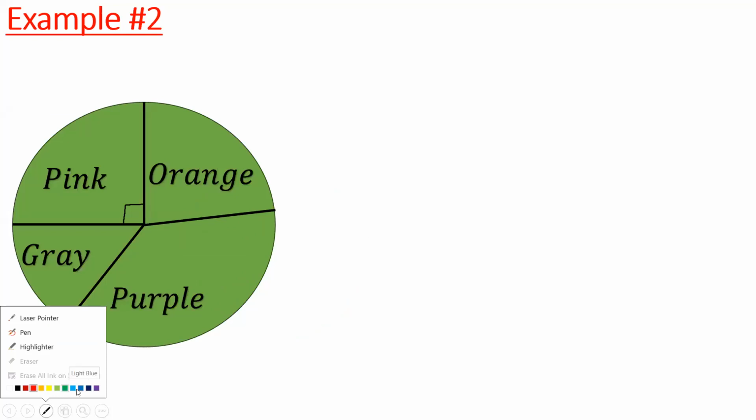So let's say that gray is 50 degrees. Say that purple is 130. And let's say that orange, well, orange, we don't know what orange is.